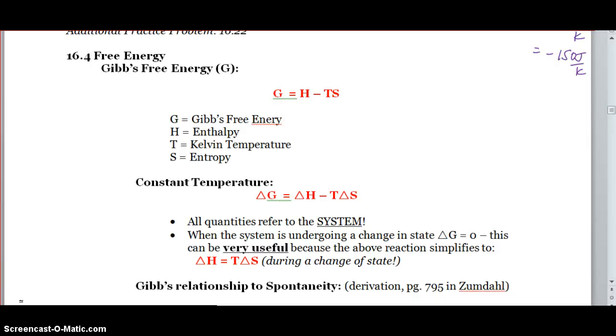This screencast is going to focus on free energy, specifically Gibbs free energy. And Gibbs free energy is kind of the final say on whether a reaction will be spontaneous.